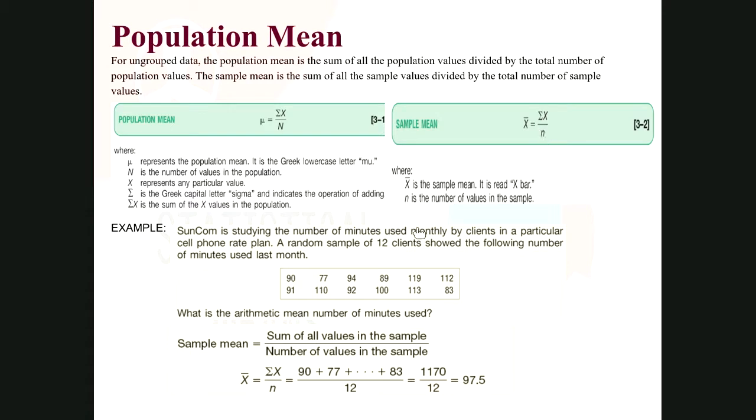Mu represents the population mean. Large N is the number of values in the population. X represents any particular value. This is the sum sign, which indicates the operation of adding. So it's the sum of all the x's. The sum of x is the sum of the x values in the population. That's for the population mean. In the sample mean, you have x bar, which is the sample mean. Small n, lowercase n, is the number of values in the sample. Okay?